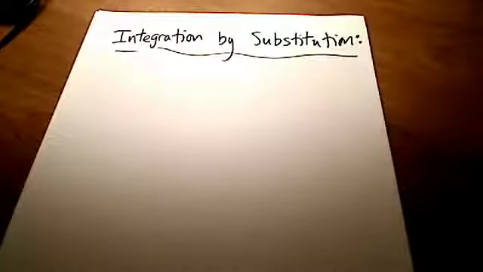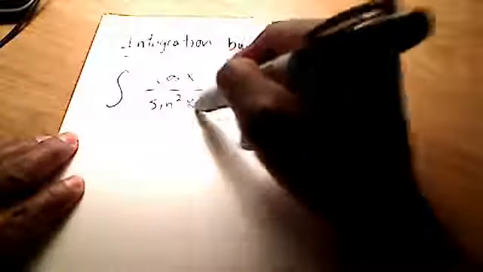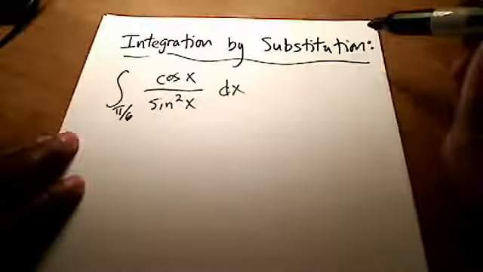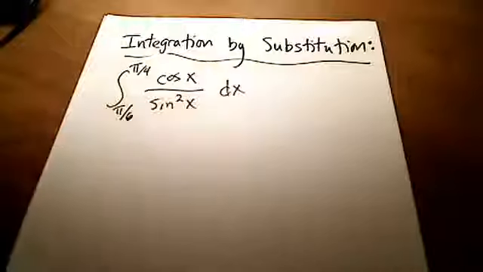Alright, in this problem we are going to do an integration by substitution for this integral. We're going to do it for cosine of x over sine squared x, with respect to x. And this is a definite integral, so we're going to do it from our lower limit of pi over 6 to our upper limit of pi over 4.